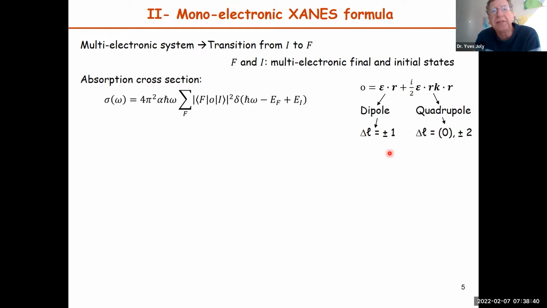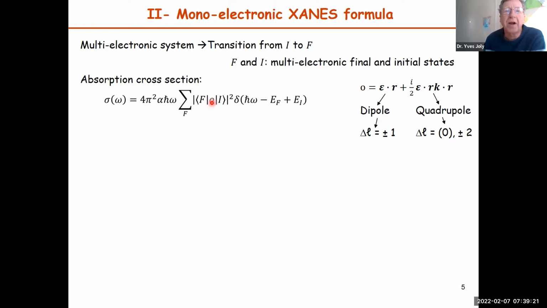So now it's interesting to see how we can reach the monoelectronic XANES formula. Maybe you have already seen it in the course this morning, but it's interesting to see how we go from the multi-electronic case to the mono-electronic case. So we consider a system which is multi-electronic. I is the initial state with all the electrons, and F is the final state with all its electrons. And this is a formula to get the cross-section. ħω is the energy of the photon, and alpha is just the fine structure constant.